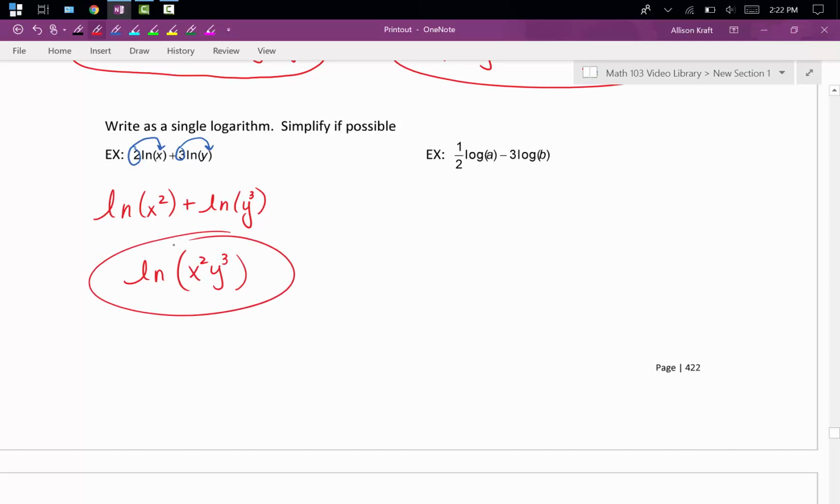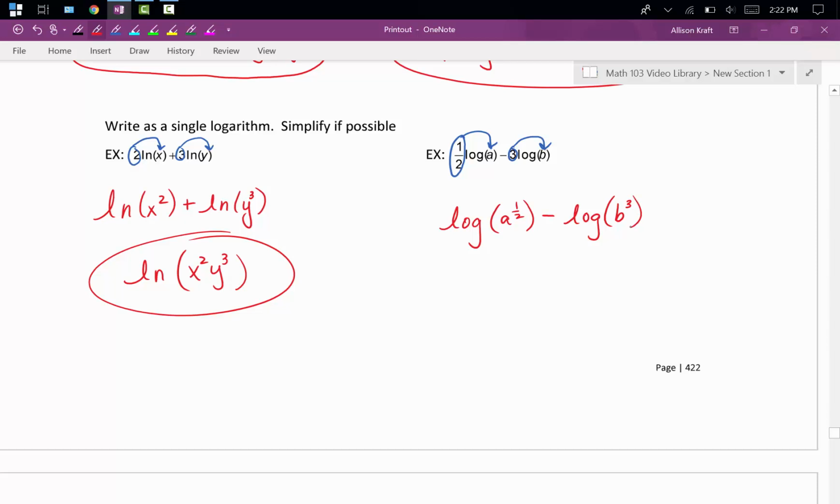You want to check to see if your argument can be simplified. In this case, it couldn't. Next, let's combine 1/2 log of a minus 3 log of b. Again, we'll start by taking our coefficients and making them exponents on our arguments. We get log of a to the 1/2, and you could write that as the square root of a if you like, minus log of b to the 3rd.